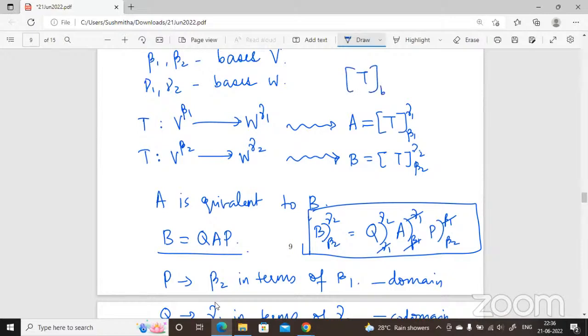T, basis for domain, basis for codomain. And here actually it could be even beta 1 to gamma 2, right? It could be anything. It is just that we are picking these bases. That's all. Yeah, it could be beta 1, gamma 2. You can choose the basis that way also.